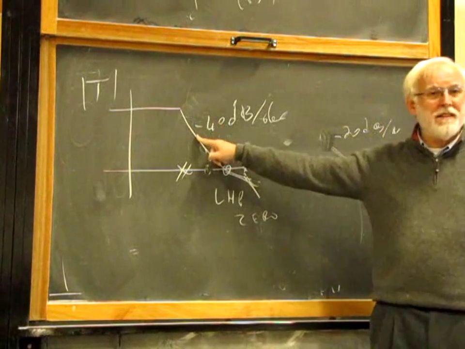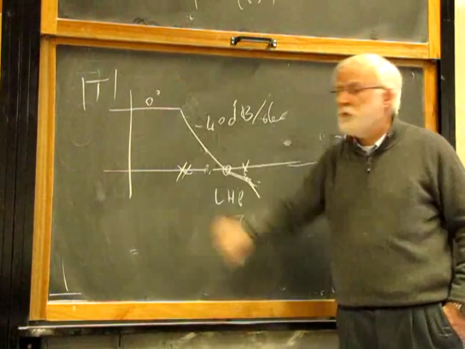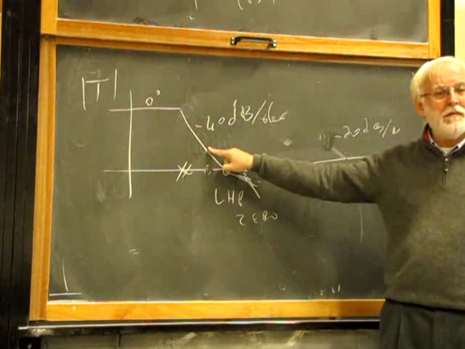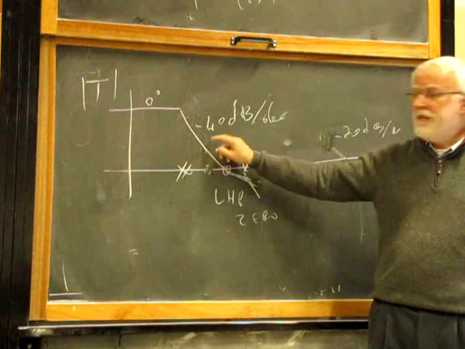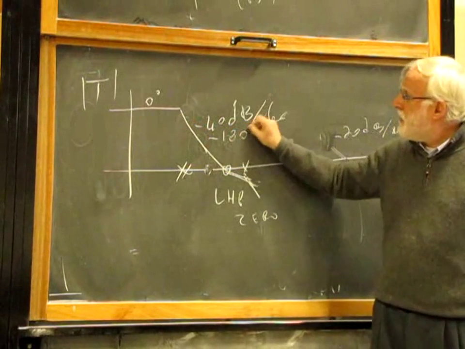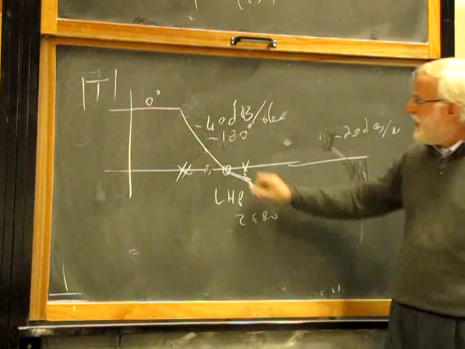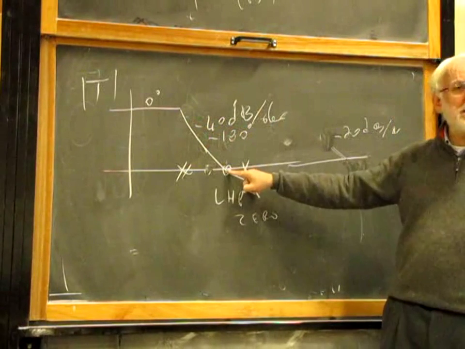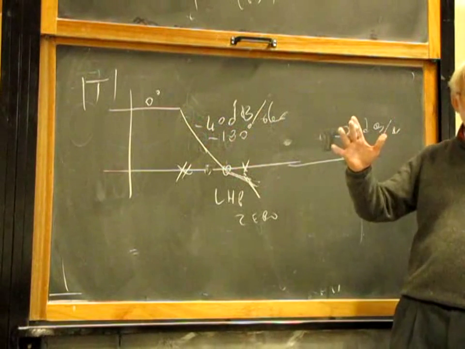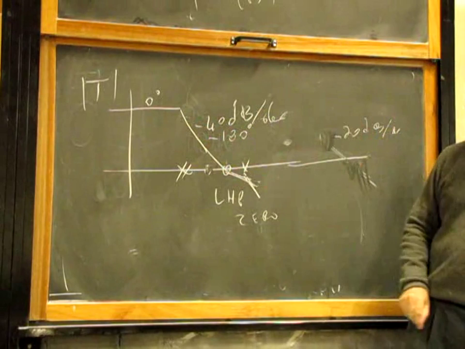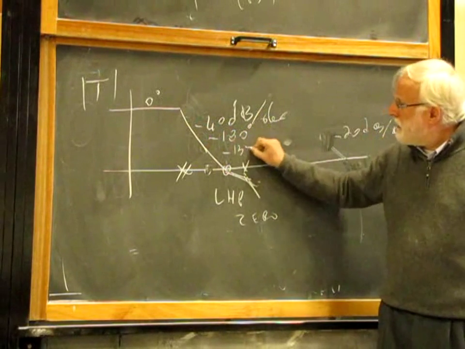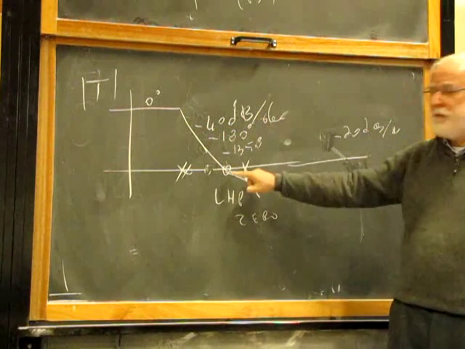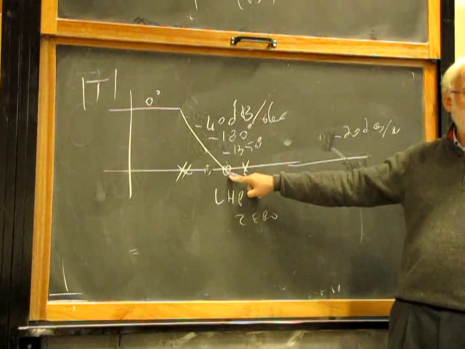Here phase is 0. Here you are descending 40 dB per decade, the phase is negative 180 degrees. Here I placed this zero just at the crossover. How much is the phase margin? Negative 135. Here the phase is negative 135 degrees. That means the phase margin is 45 degrees.